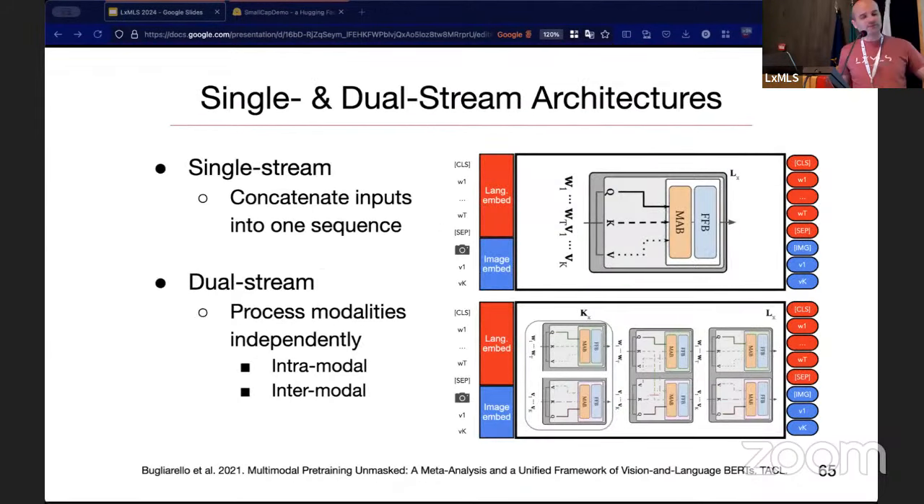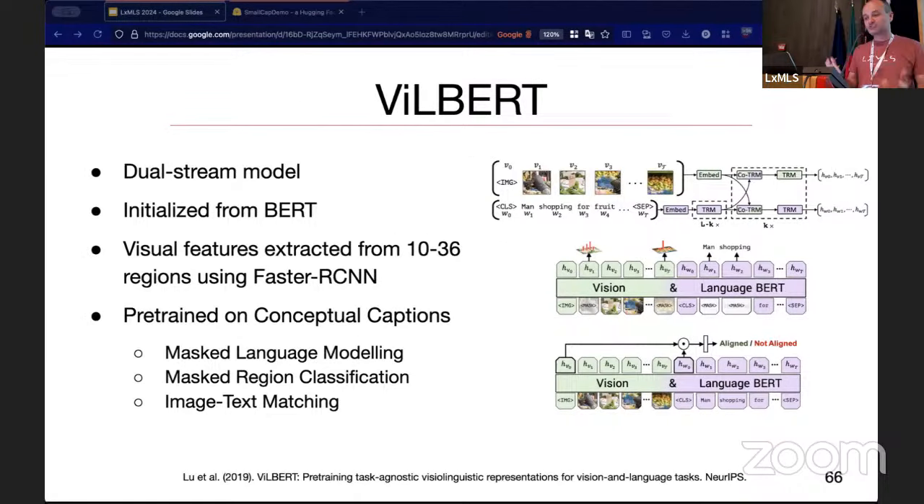Remember, dual stream on the bottom. It was initialized from BERT, and they used visual features from between 10 to 36 regions using the Faster RCNN model, which we just covered in the previous section. And the model was pre-trained on Conceptual Captions. That's the Google dataset with 3 million examples. For 3 pre-training tasks, there was masked language modeling, masked region classification, and image text matching.